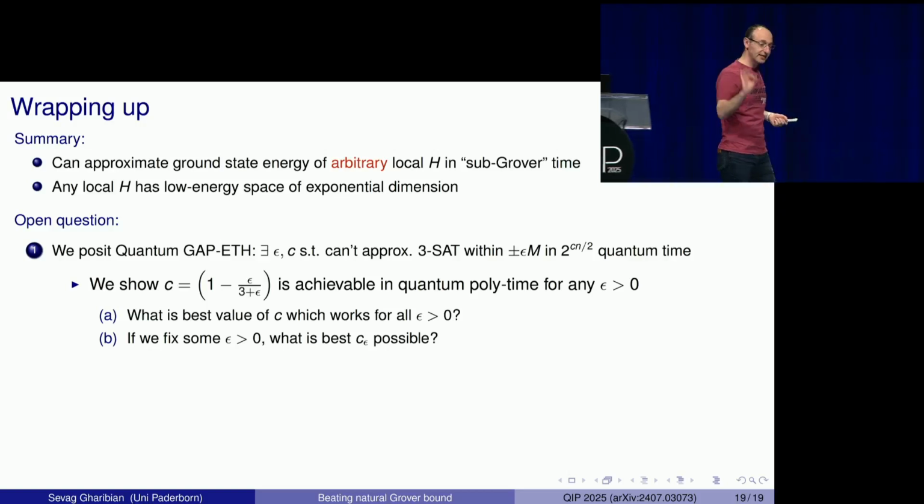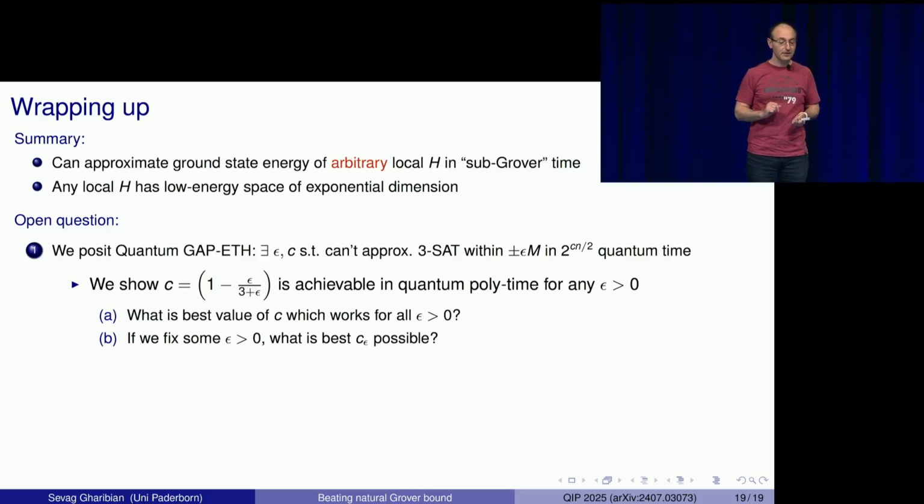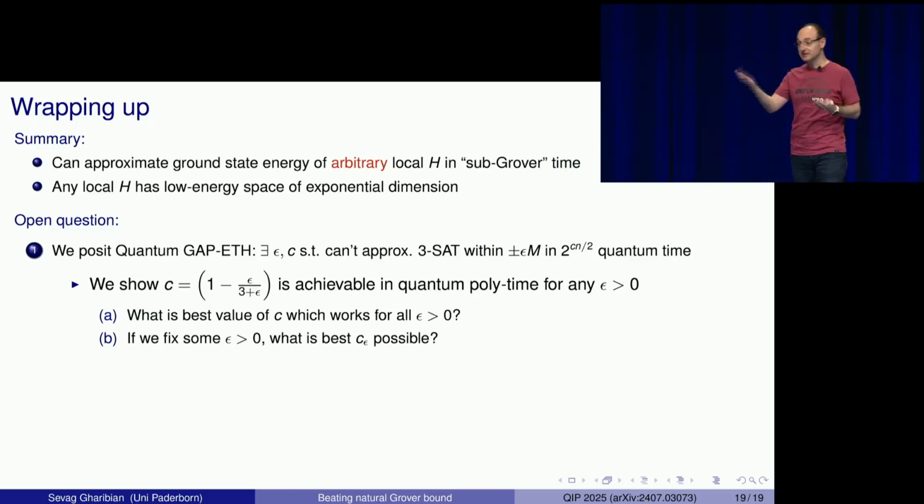The constant we get is this funny thing over here. This is our value of c that we get in our algorithm. And the questions we can ask, of course, are, first of all, we have no idea what the best c is. So can you get a better value of c that works for any epsilon?